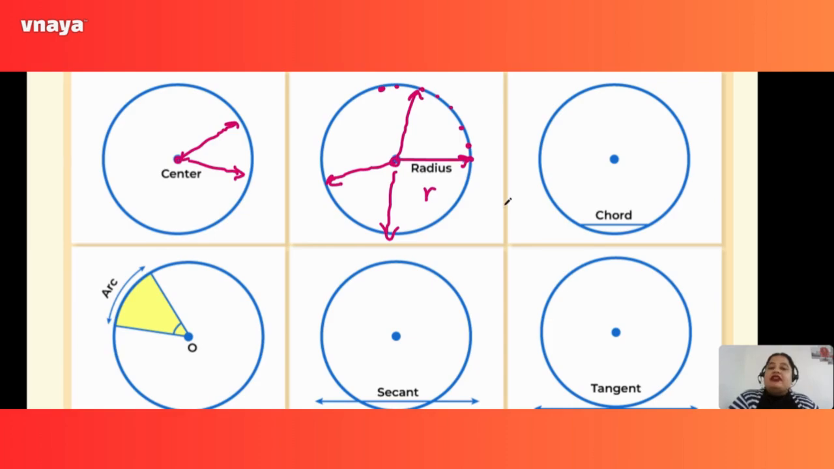Similarly, we have the diameter. Now, what exactly is the diameter? It's nothing but just double the radius. That means the radius is from the center to the circumference. The diameter is from one corner to another corner on the circumference, or on the boundary, passing through the center. Always remember, kids, that it is 2r, that means this r and this r make one diameter.